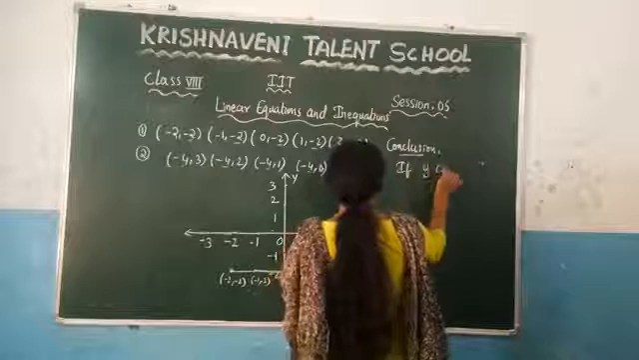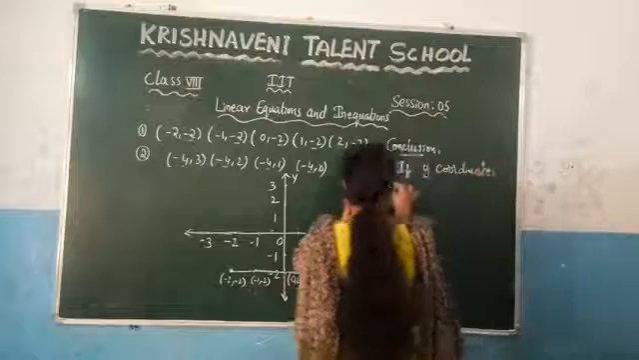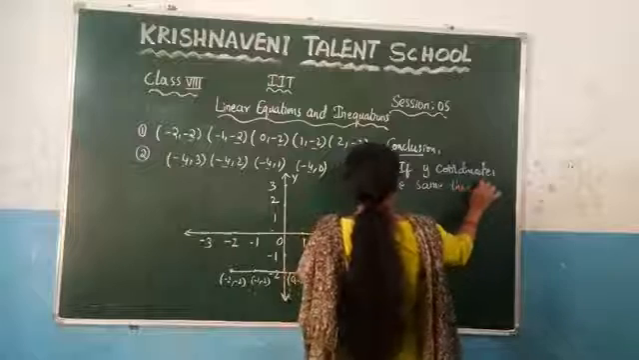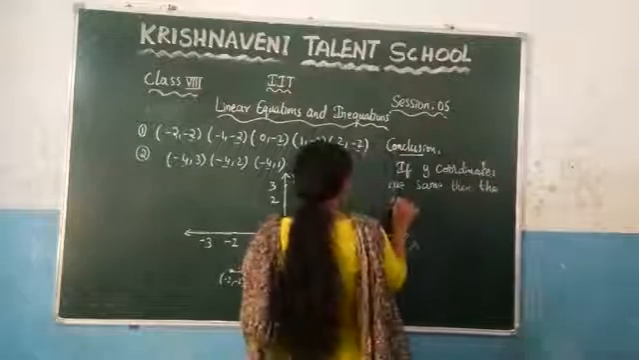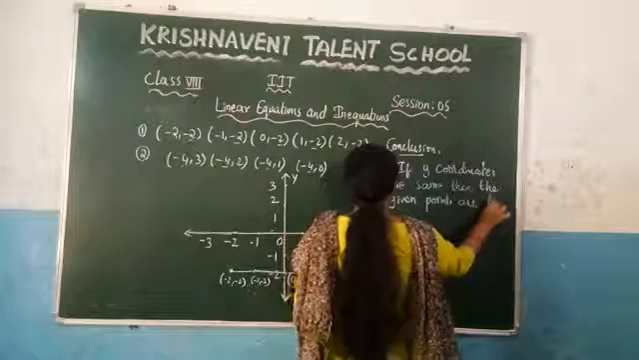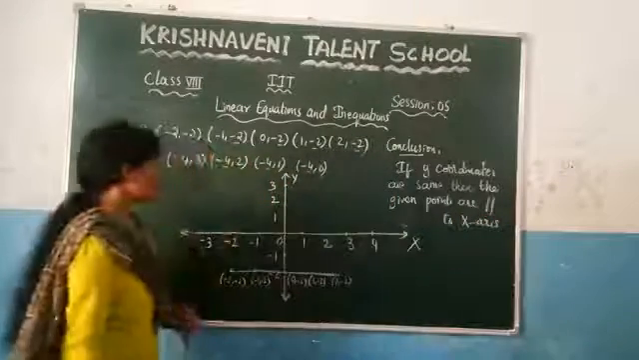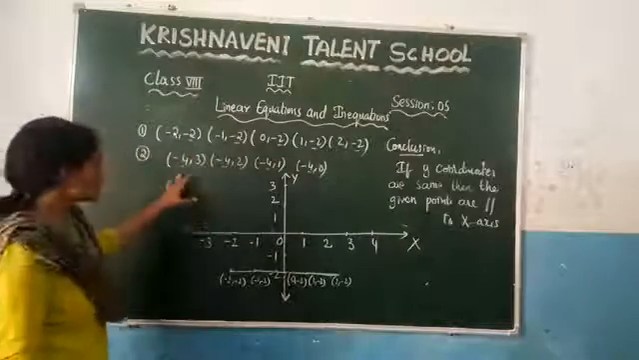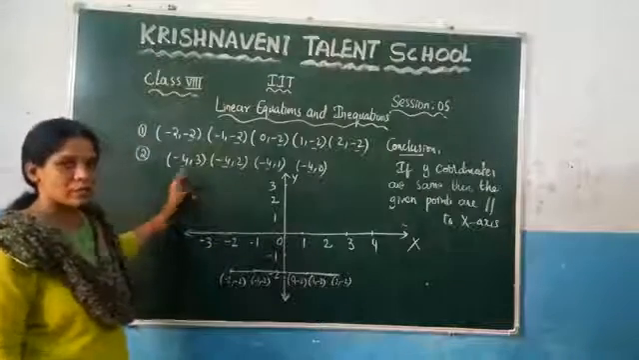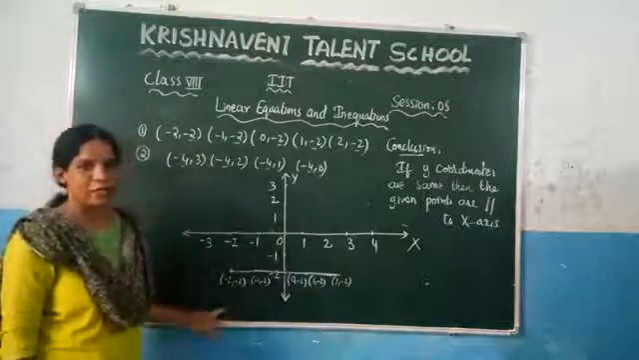So here you write one conclusion: if the y coordinates are the same, then the given points are parallel to the x-axis, because the y coordinates are the same. If you look at the next points, you can observe that the x coordinates are the same. If the x coordinates are the same, you will definitely get a line parallel to the y-axis. Let us check whether we get a line parallel to the y-axis or not.